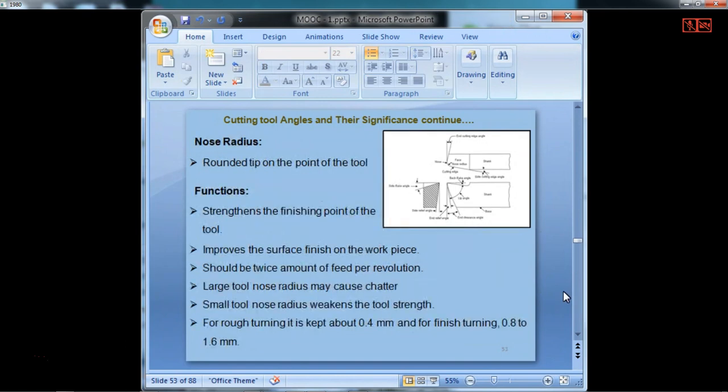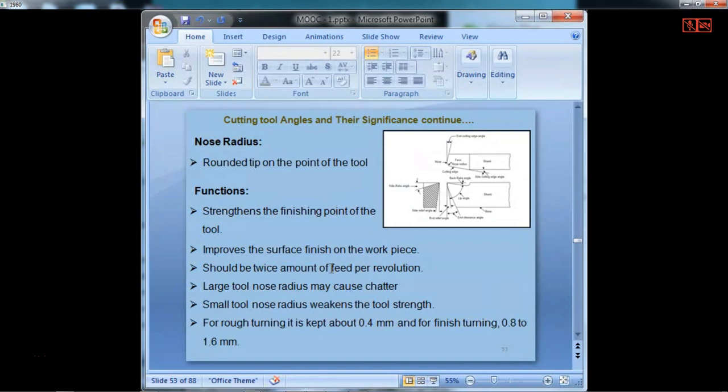And obviously the nose radius is the rounded tip on the point of the tool. So what are the functions of this nose radius? This is again very important. It strengthens the finishing point of the tool. Otherwise it will be an edge which gets worn out. It improves the surface finish of the workpiece. Then it should be twice the amount of feed per revolution. So this is very, very important.